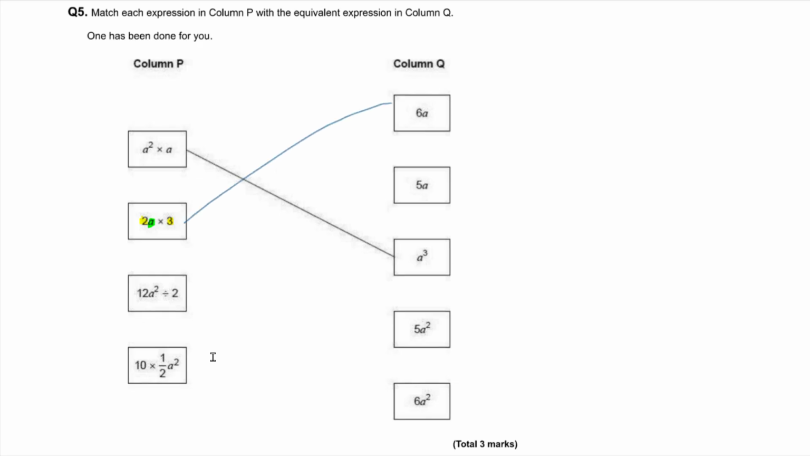12a squared divided by 2. Again, we've got our a squared, which is one type of thing, and then we've got 12 and 2. So I'm going to divide the 2 into the 12. 12 divided by 2 is 6. That's 6a squared then, isn't it? That's the one down here. And finally, 10 times a half a squared. So I've got my a's here, and I've got my number parts. So 10 times a half. I'm going to multiply the 10 and a half together. That gives me 5. 5a squared then altogether. It's that one over there. And then this 5a is left over. It's got no one to join up with.